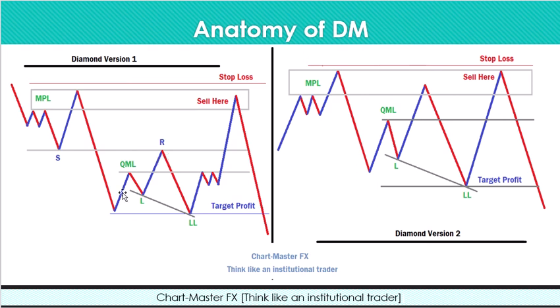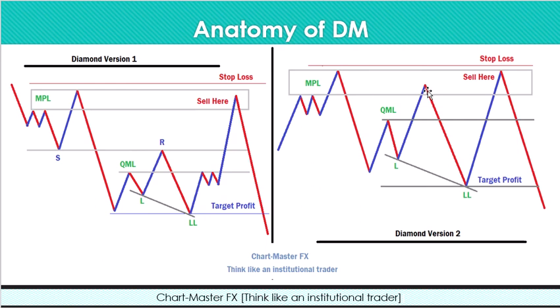So this is version number 1, guys, and you can see from version number 2 that we had an MPL here. On this one, when the price dropped, the price came and created a QM level here. Once the price created a QM level, the price went to create a higher high. This higher high was created inside the MPL area. So this is one of the conditions, guys, that you need to look for.